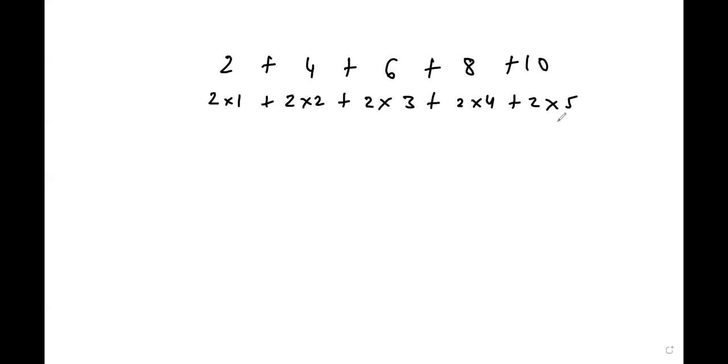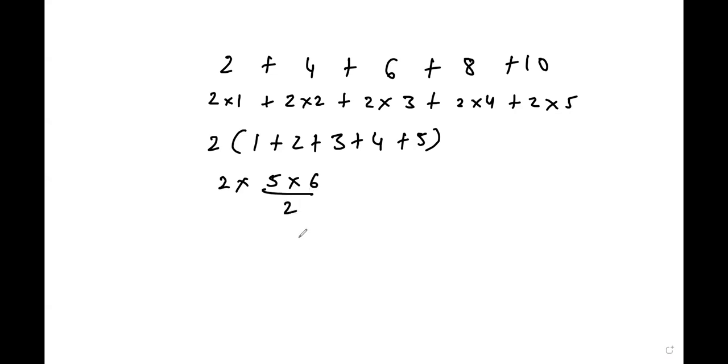Now, all have 2 common, right? Distributive property. Can I take 2 common? 1 plus 2 plus 3 plus 4 plus 5. Yes or no? Shirin, Mishka, understood? So now what do you get? 2 into 5, 5 numbers, into 5 plus 1, which is 6, divided by 2, which is the formula, right? So this 2 and 2 will get cancelled. You will get 30 as the answer, right?